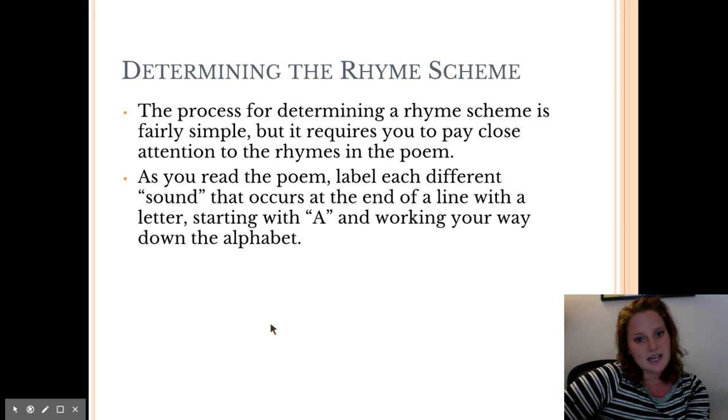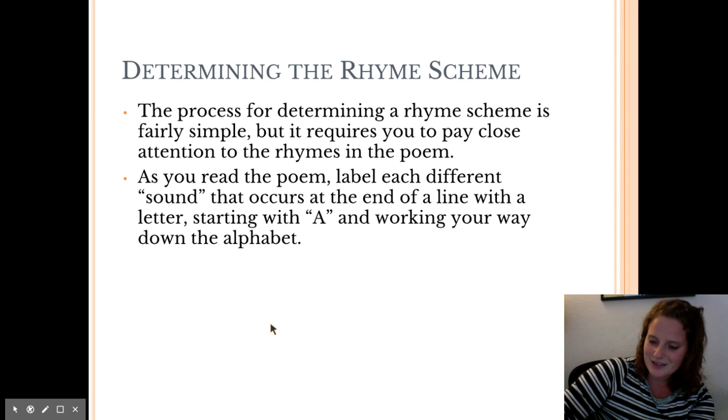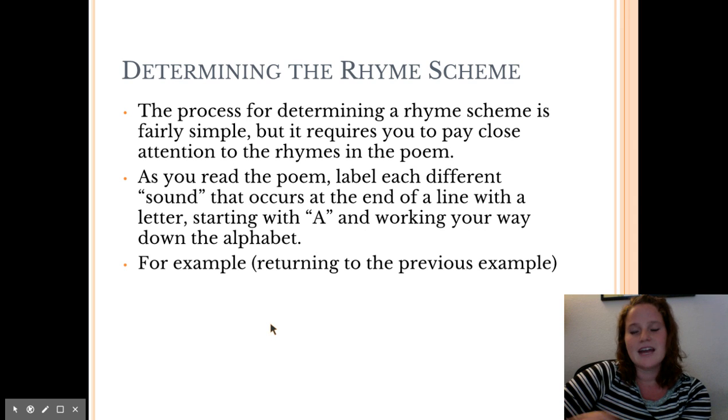So to do that, as you read the poem, label each different sound at the end of a line with a letter. You can start with A, you can work your way down the alphabet, or you can start with R. Nobody really cares. You'll see it starting with A most often. Every time you see a different sound at the end of a line, you give it a different letter.